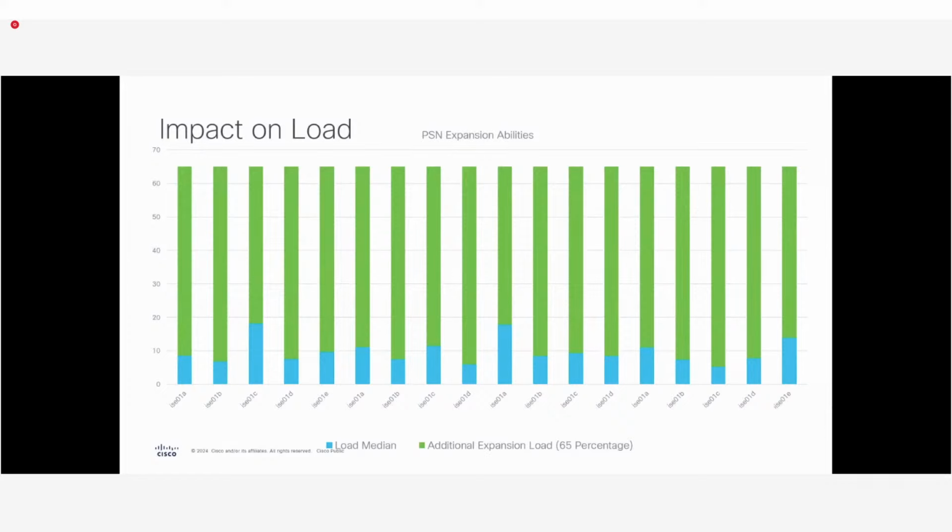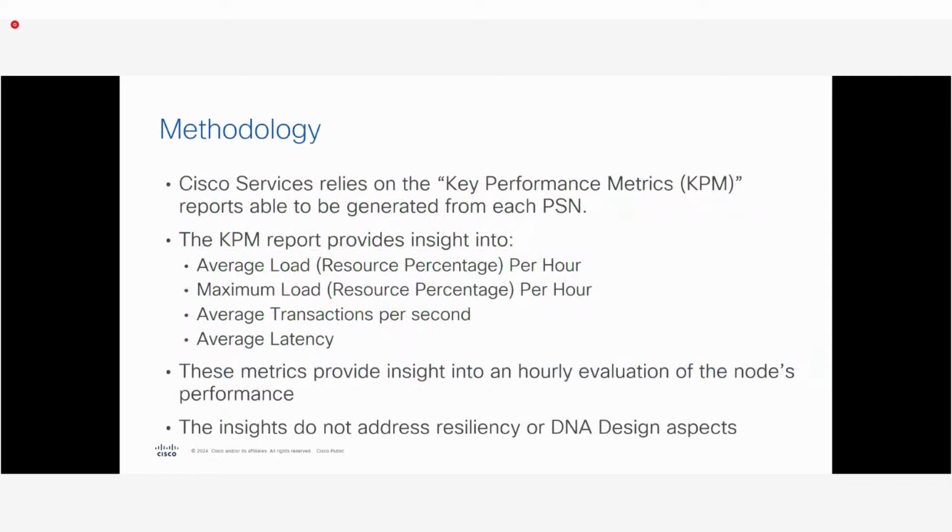a report within ICE. And what that key performance indicators report provides to us is a breakdown of what is the load that is present on each of my policy services nodes. Within each of the policy services nodes, I can take those key performance metrics, and that metric will give me the average load, the max load, the transactions per second, average latency. And I can cross reference that with active sessions that are currently present on each of those nodes.